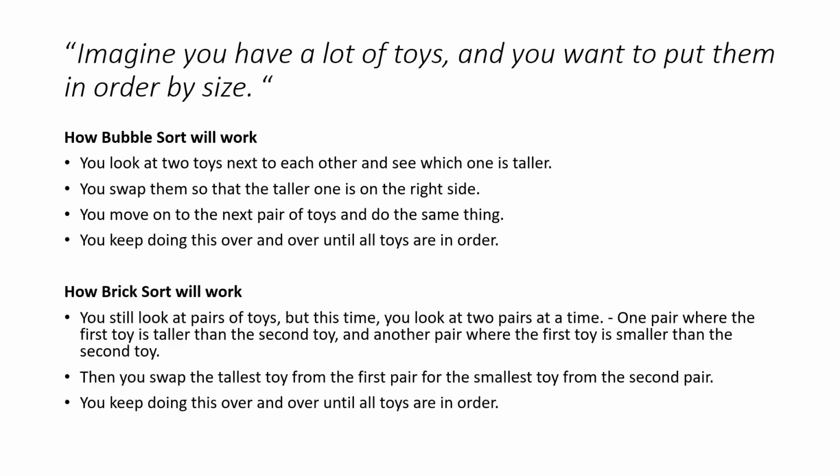On the other hand, with brick sort, you still look at pairs of toys, but this time, you look at two pairs at a time. One pair where the first toy is taller than the second toy, and another pair where the first toy is smaller than the second. Then you swap the tallest toy from the first pair for the smallest toy from the second pair. You keep doing this over and over until all toys are in order. So the main difference between bubble sort and brick sort is how they compare and swap toys. Bubble sort only looks at one pair at a time, while brick sort looks at two pairs at a time.